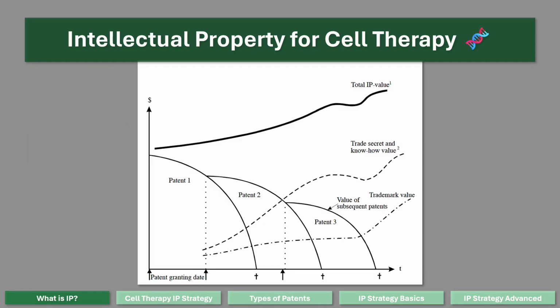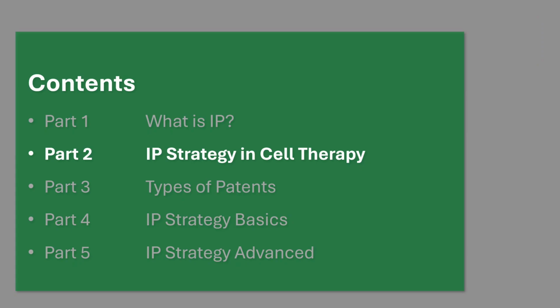As you can see, if a biotech strategically manages the times when it files its patent application, together with subsequent applications of trade secrets and trademarks, it can greatly prolong the value of its intellectual properties. This will also increase its overall market value, if, for example, it were to be acquired by a larger pharmaceutical company. Part 2. IP Strategy for Cell Therapy Companies.